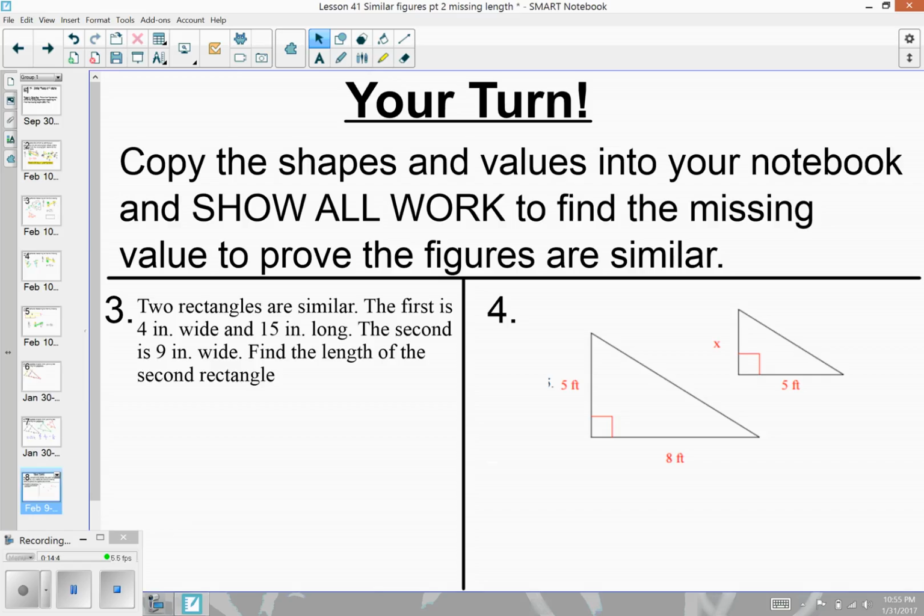Now it's your turn. I want you to copy these shapes into your notebook, show all of your work to find the missing value to prove that the shapes are similar to each other. Number 3 is a word problem. So read it and draw out the shape and then solve it. And 4, just straight out pictures, set up your proportion, and solve.